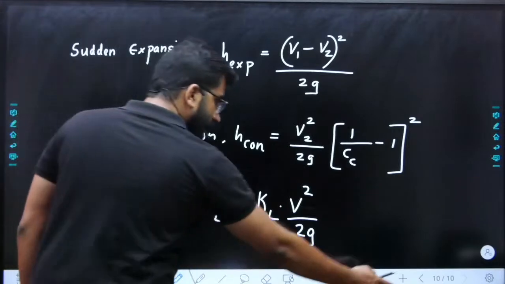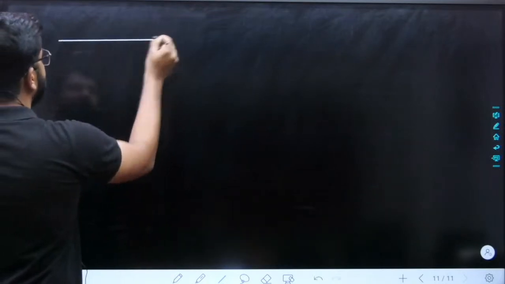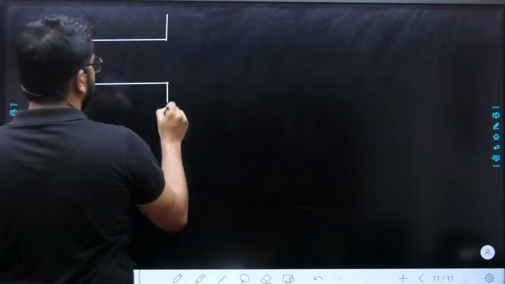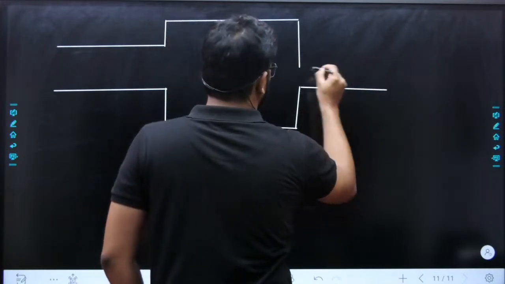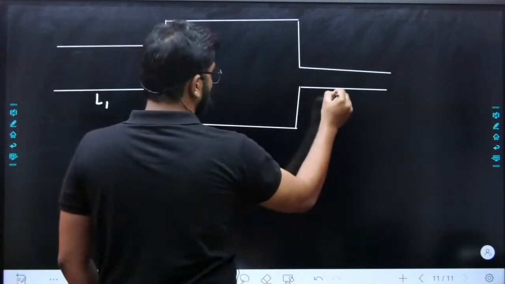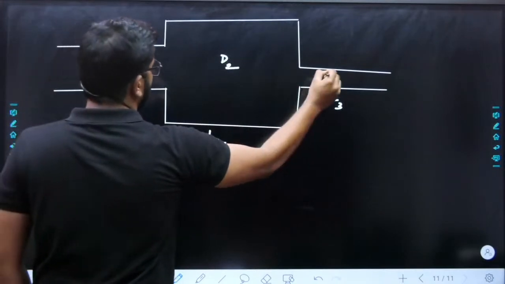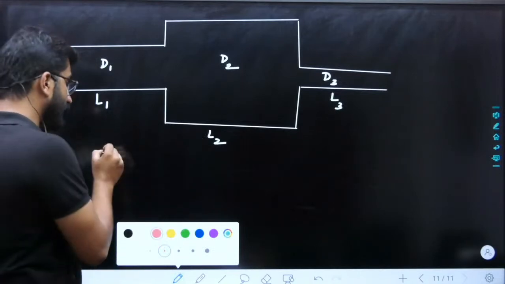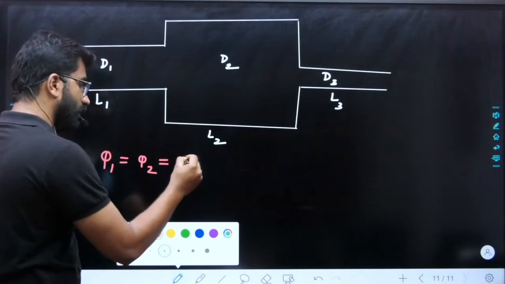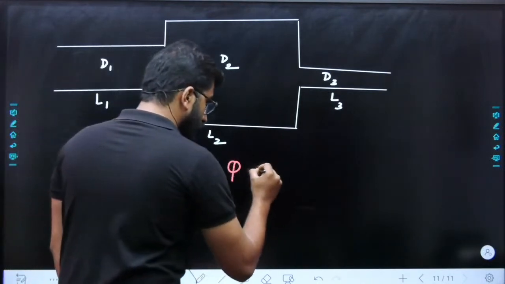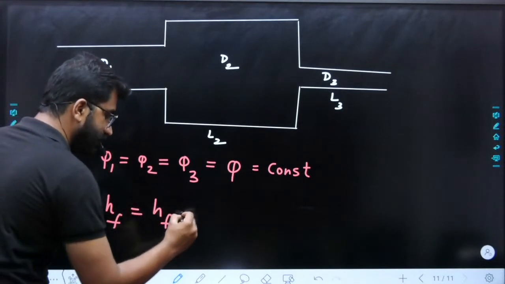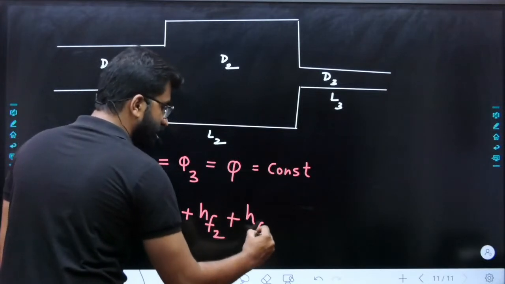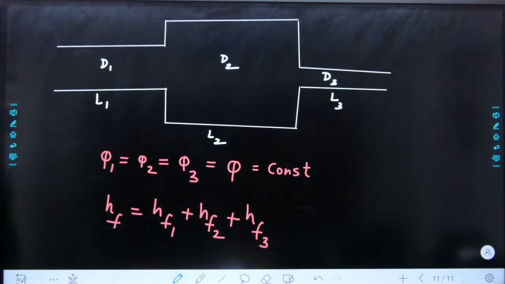Next part, pipes in series and pipes in parallel. That is another topic we have. If you have different pipes in series, like this, with lengths of the pipe L1, L2, L3 and diameters D1, D2, D3. Whenever the pipes are in series, what is the speciality? Remember, your flow rate through the pipes will be the same for steady flow. Q1 will be equal to Q2, equal to Q3, that will be equal to Q. So your flow rate will be constant, and what will be different? Your total friction HF will be equal to HF1 in the first pipe plus HF2 in the second pipe plus HF3 in the third pipe.